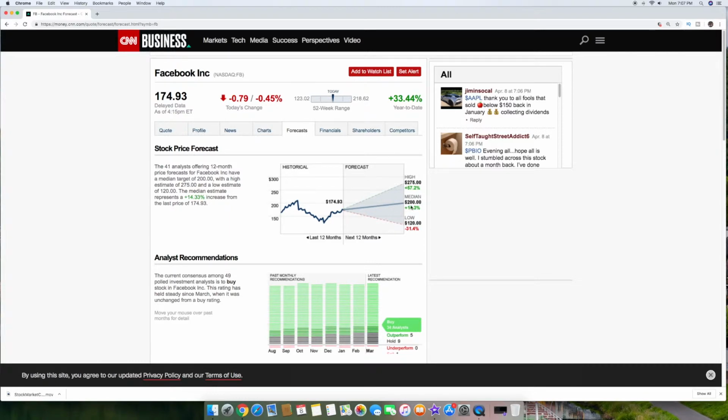It looks like it's a median of about $200, and it looks like it's a low of 120, so a negative 31.4%, or a high of 57%. So there's a big range here, and so now you have to kind of dig in and do your own research.